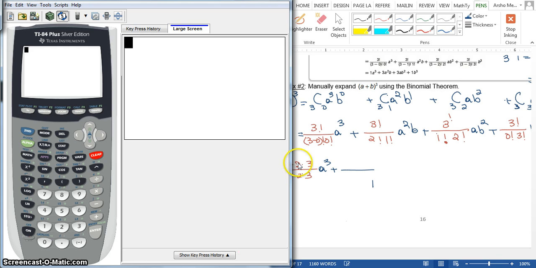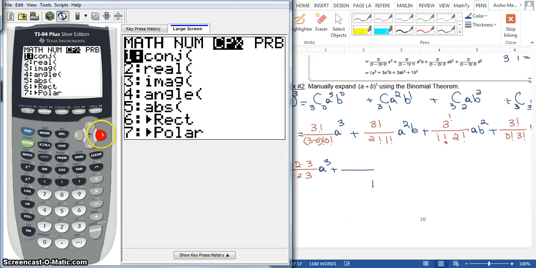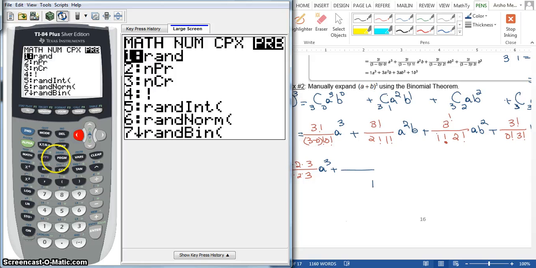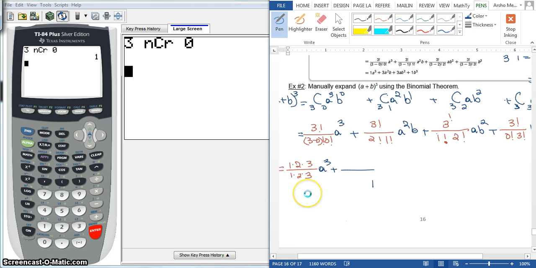To come up with this coefficient, n is 3 and r is equal to 0, you first enter the value for n, so that's going to be 3. Then you go under math, you press the right arrow and go to the probability tab, select option number 3, and now you can put in your r, which in this case is 0, enter, it gives you a 1, which is what we would have gotten from here. Okay? So this first number here, remember yesterday we got a 1.